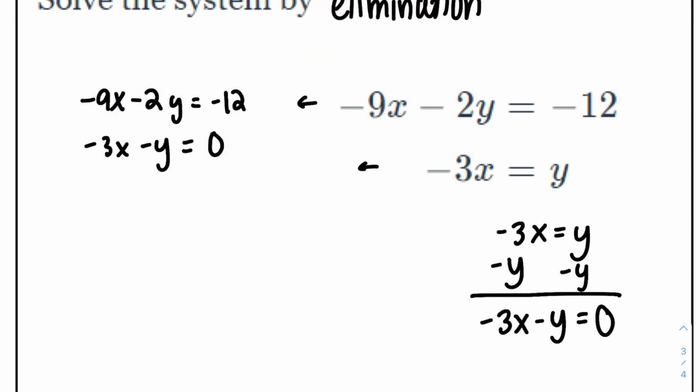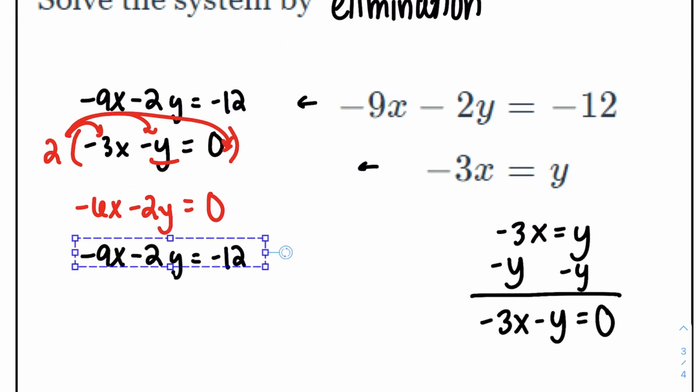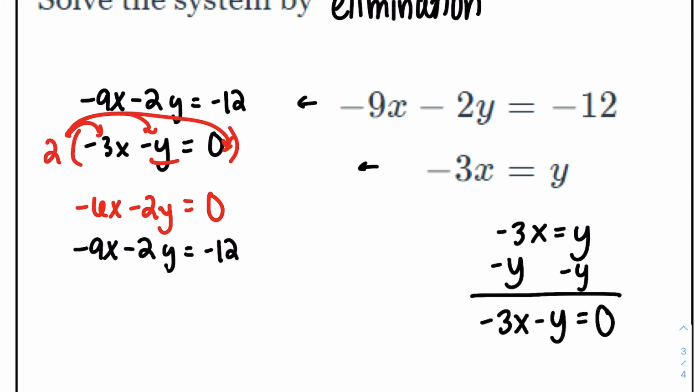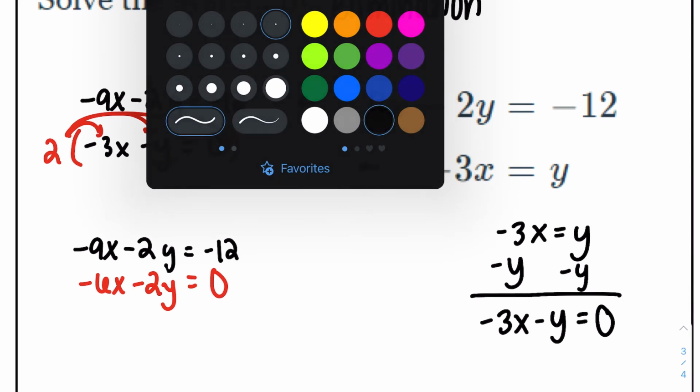Let's look for y. So how do I turn a 1y into a 2y? I multiply this entire equation by 2. So if I distribute 2 times negative 3x, that turns into a negative 6x. 2 times negative y is a minus 2y equals 2 times 0, which is still 0. Then I need to take my other equation and drop it on down again, or if you like it in that order. So we've rewritten them for a second time.